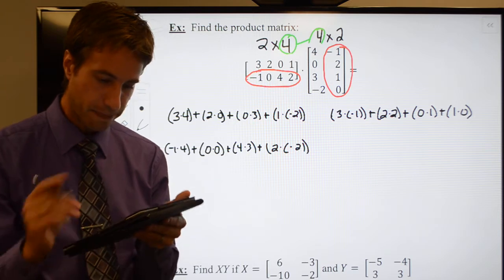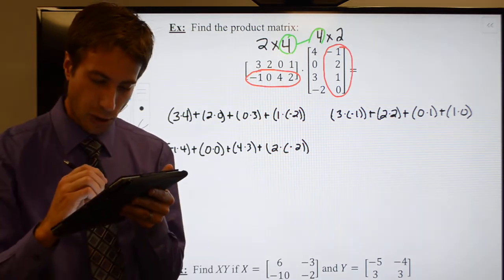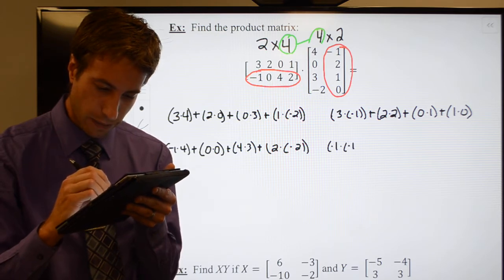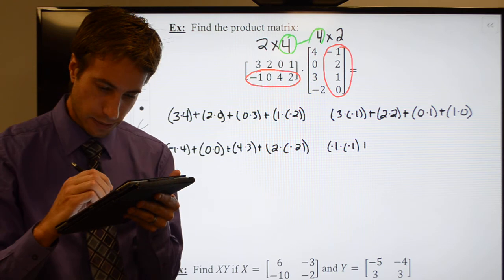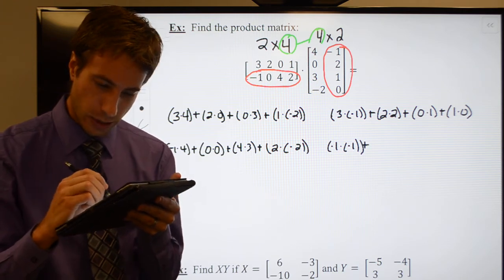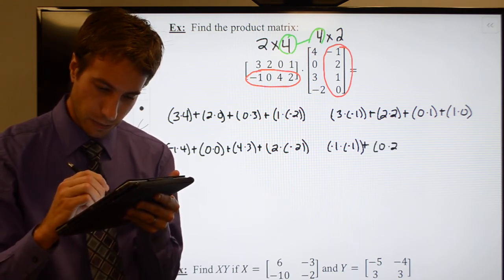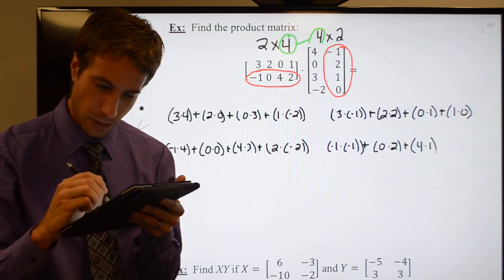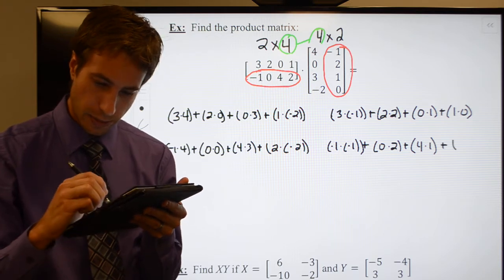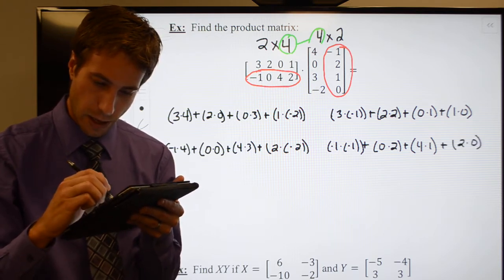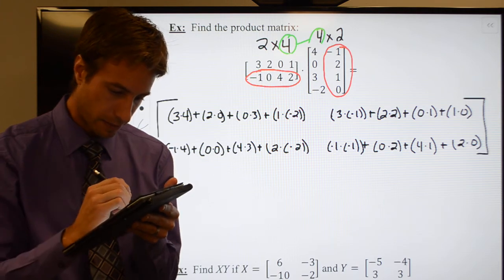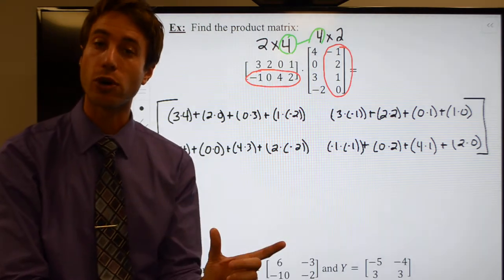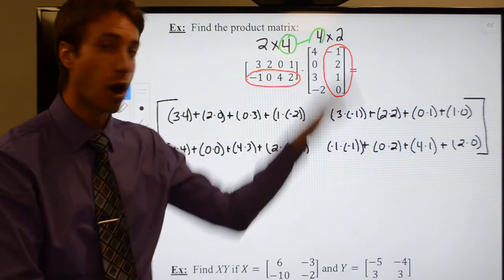All right, let's do that. Multiply corresponding elements, which means I'm going to have a negative 1 times a negative 1 plus 0 times 2 plus 4 times 1 plus 2 times 0. All right, put brackets around that. And there we go. I have now written out the products of the corresponding elements for each row and column.